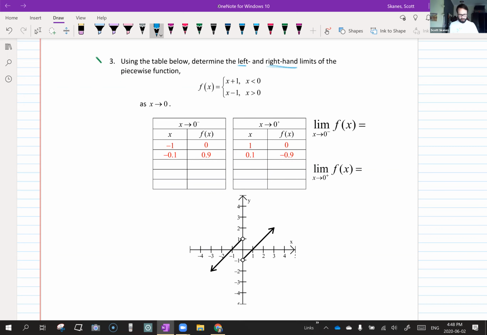So this is a piecewise function. We know that because it has a left side and it has a right side. So as x goes closer and closer to 0. So the idea here is that our function, if we take, for example, the value, okay, first of all, this is our left, yeah?